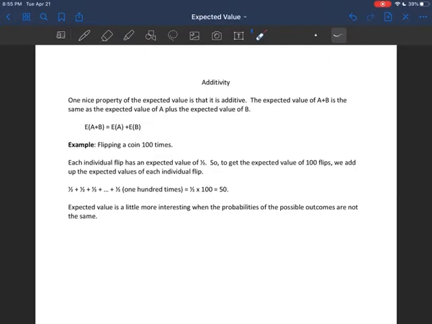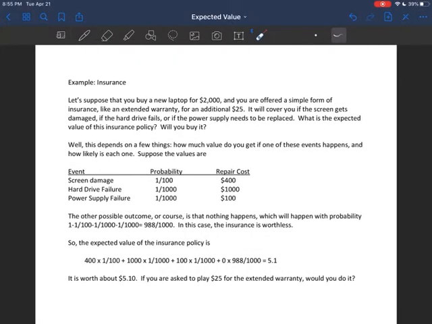So you see how it kind of goes together. This is often a very useful tool because you can break down expected values for complicated events by separating them into simpler events that are independent of each other. Now, all of the examples we've seen so far, each possible outcome has been equally likely. Let's take a look at a more involved example where the likelihoods of the outcomes are not the same.